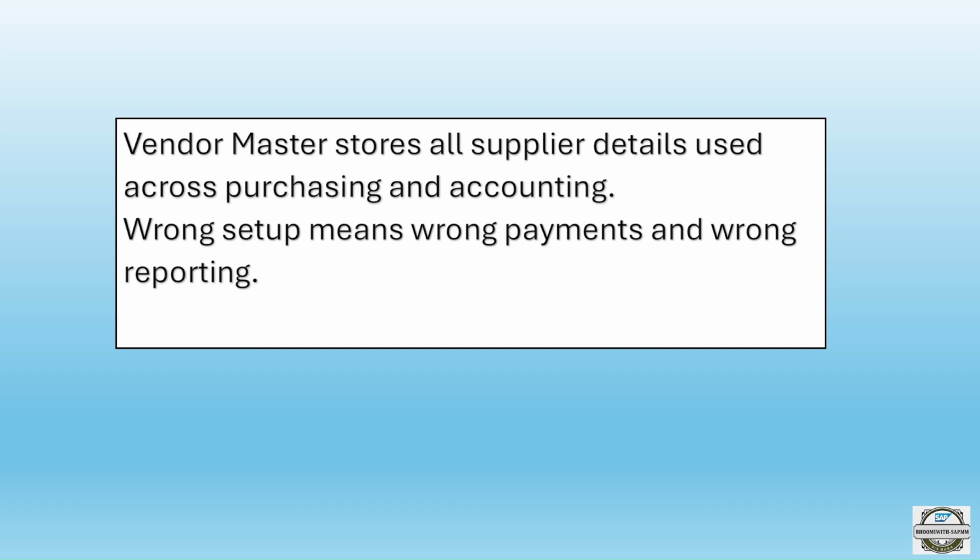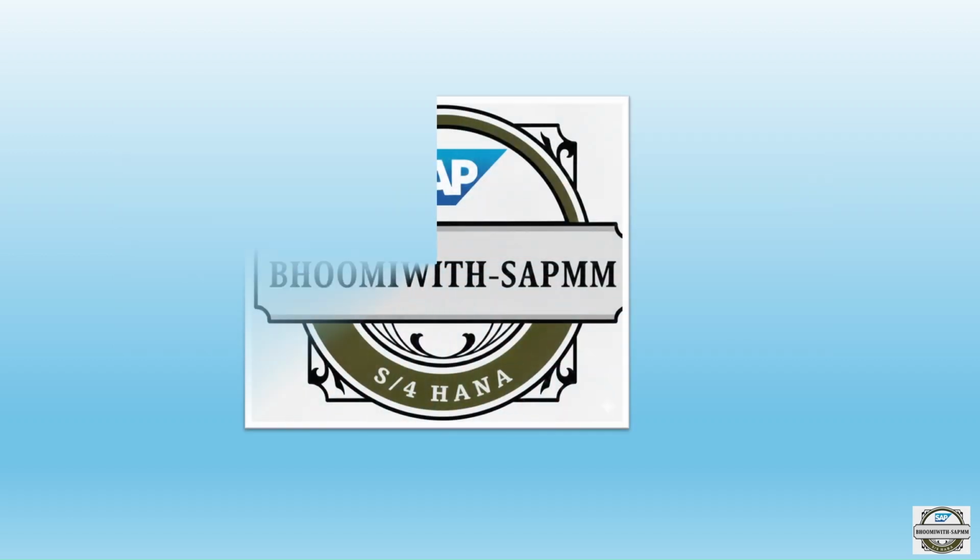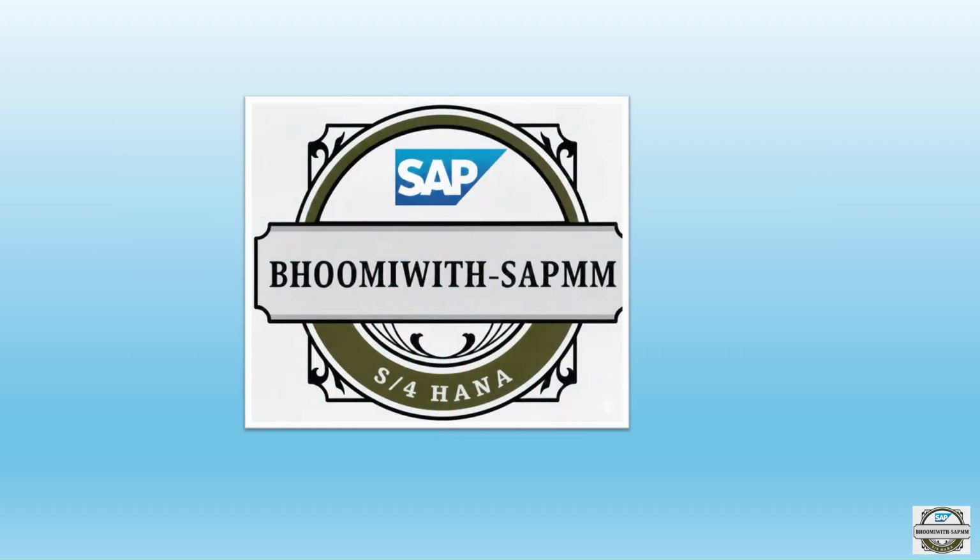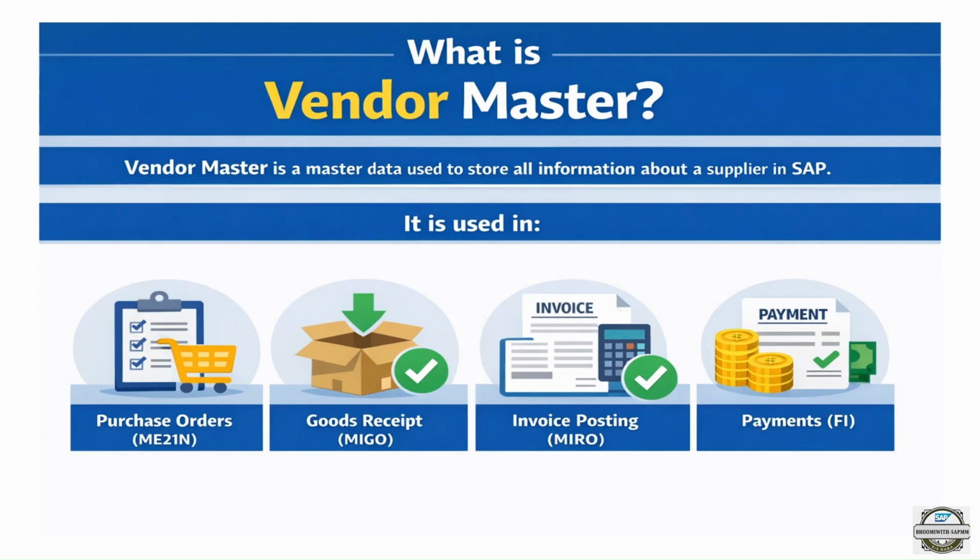Vendor master stores all supplier details used across purchasing and accounting. Wrong setup means wrong payments and wrong reporting. In today's session, we learned about vendor master configuration.